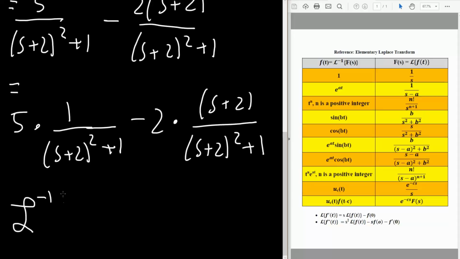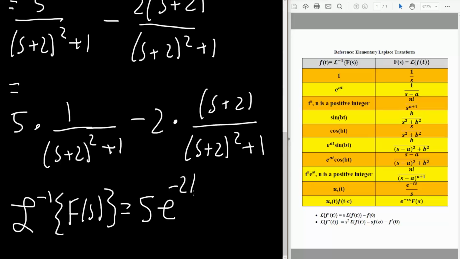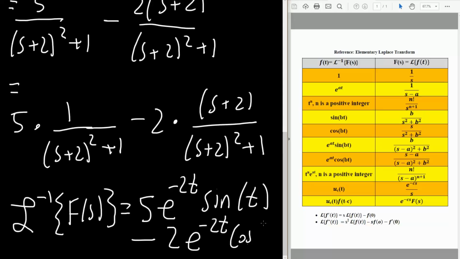Laplace inverse of F(s) is equal to 5e raised to negative 2t sine t, plus, actually minus, so minus 2e raised to negative 2t cosine t. This formula right here. And so we'll just box in our answer. And that's all we need to do for this problem.